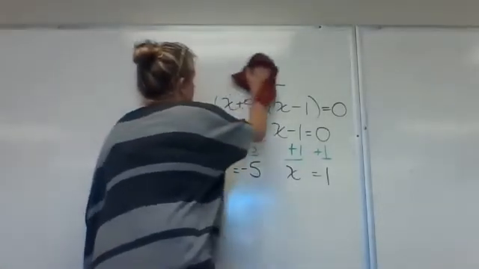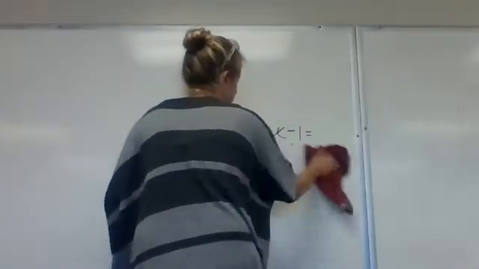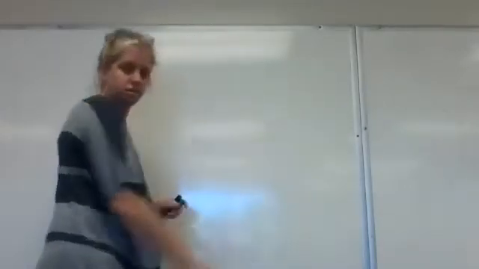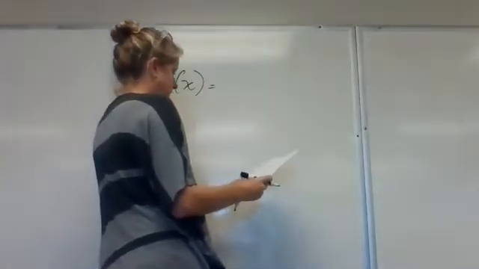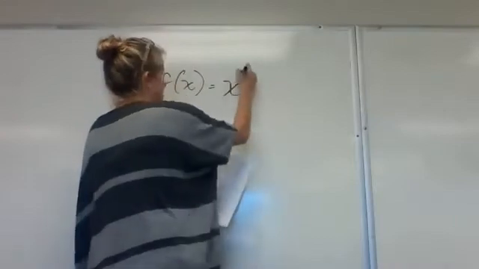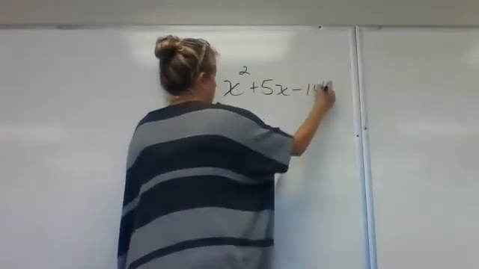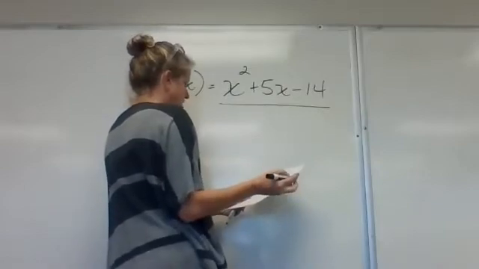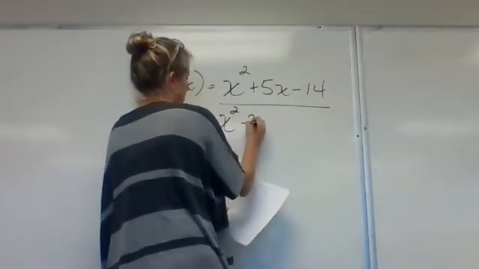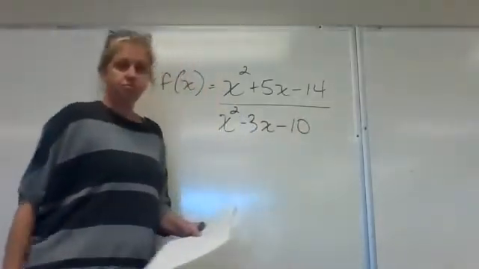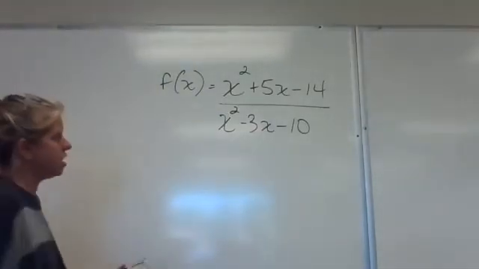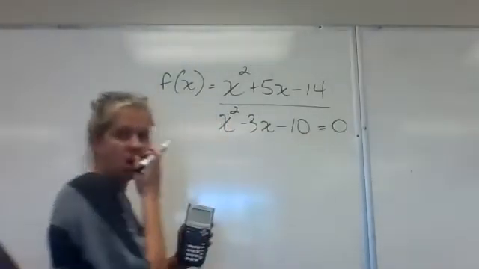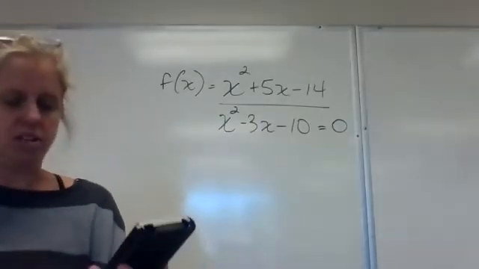Number 9. F of x equals x squared plus 5x minus 14 over x squared minus 3x minus 10. So I'm going to use quad, right? I'm finding the zeros of the denominator. So I'm going to use quad to do that.